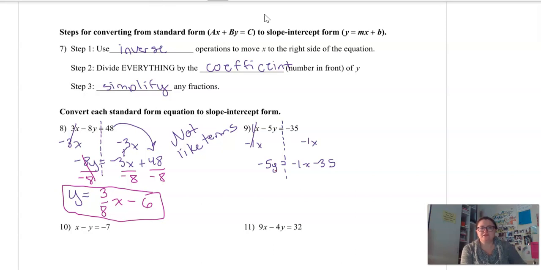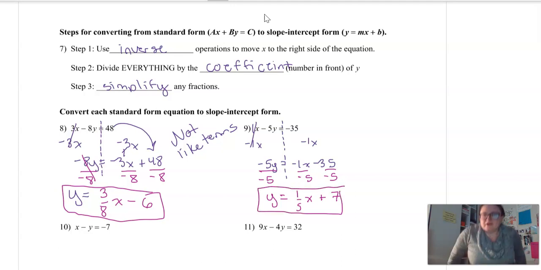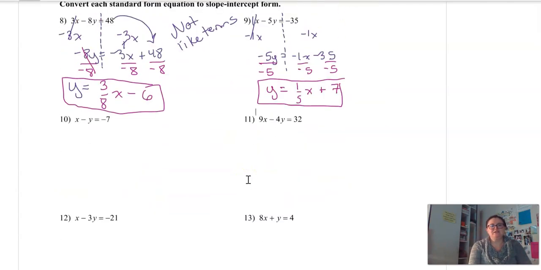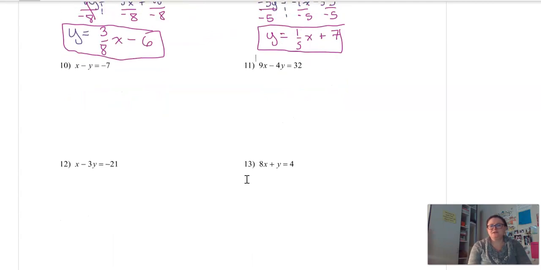Step 2, divide everything by the number in front of y, by the coefficient of y. So I have y equals negative divided by negative is positive 1/5 x. Negative divided by negative is plus 35 divided by 5 is 7. Y equals 1/5 x plus 7. Okay, hopefully this is starting to sink in. Maybe try 10, 11, 12, 13 on your own. Hit pause, see if you can do them, and then check back.